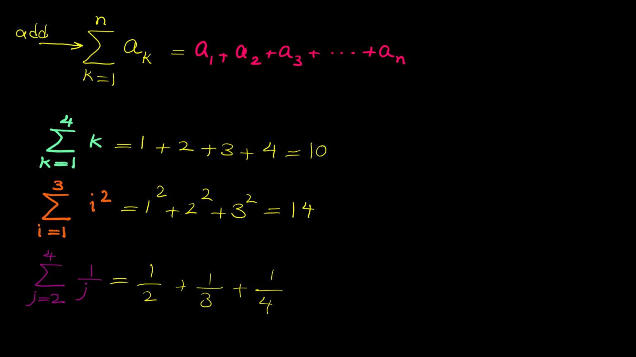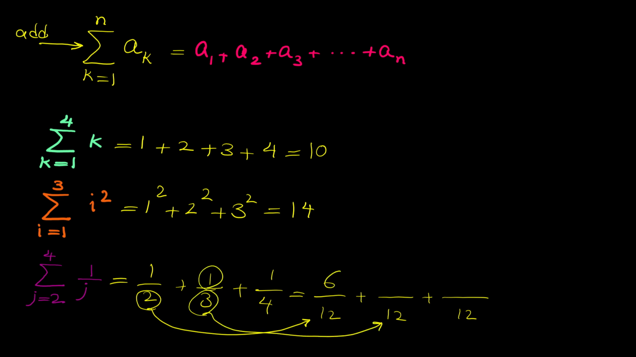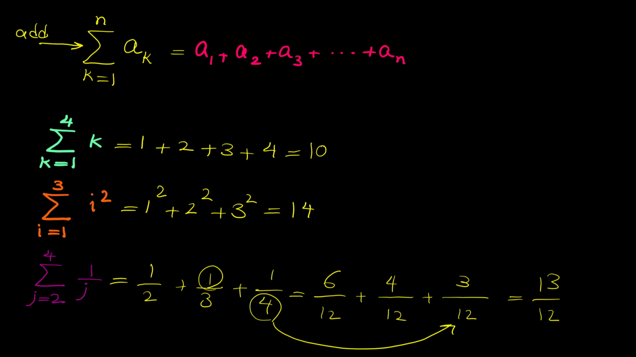To add these fractions, we simply have to find a common denominator. Between 2, 3, 4, the common denominator is 12. So if we consider 12 as the least common multiple, because we multiply 2 by 6, we have to multiply the numerator by 6. 3 times 4 is 12, so we multiply the numerator by 4. 4 times 3 is 12, so we multiply the numerator by 3. 6 plus 4 is 10, plus 3 is 13 over 12. So the value of this sigma, the sum of all the terms, is 13 over 12.